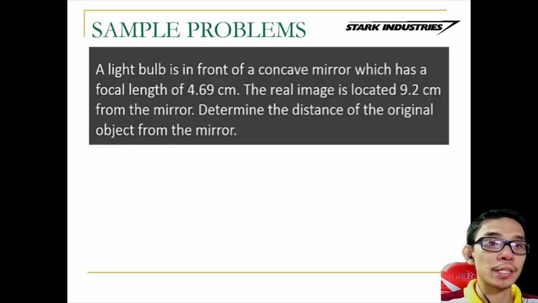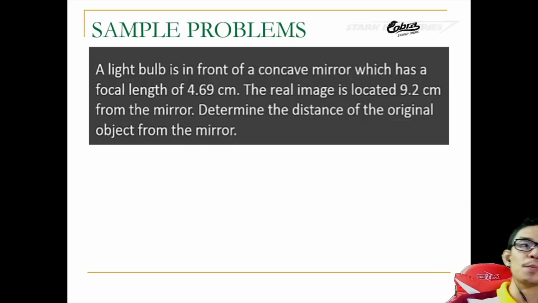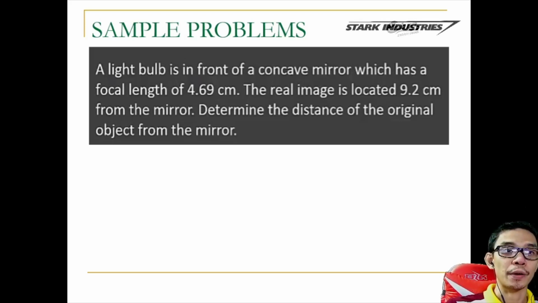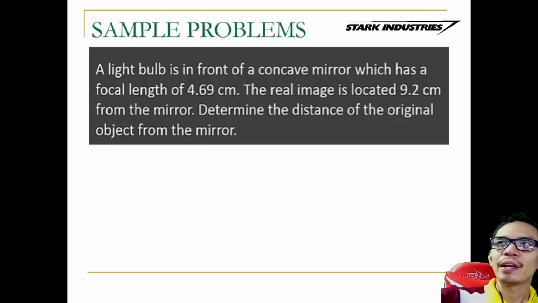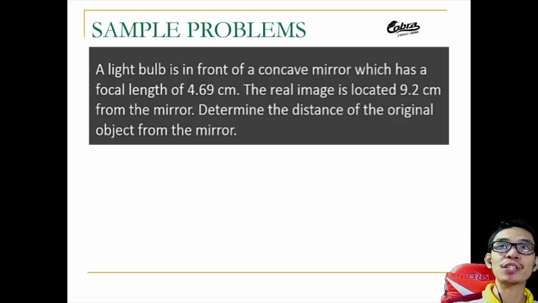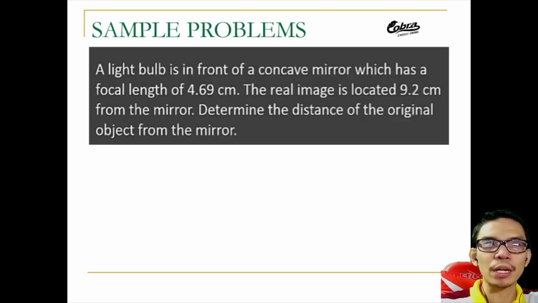So here we are in our sample problems for mirror equations and magnification equation. Let's start first with this problem. A light bulb is in front of a concave mirror which has a focal length of 4.69 centimeters. The real image is located 9.2 cm from the mirror. Determine the distance of the original object from the mirror.